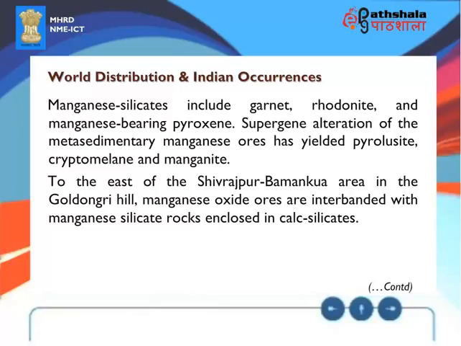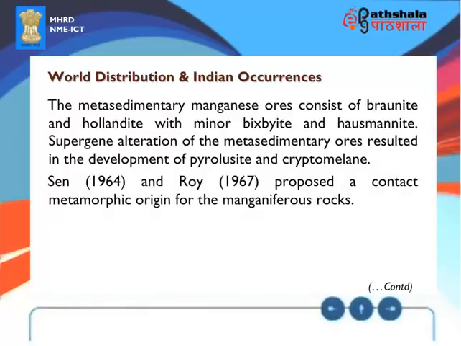Supergene alteration of the metasedimentary manganese ores has yielded pyrolusite, cryptomelane, and manganite. To the east of the Shivrajpur Bamankuwa area, in the Goldangri Hill, manganese oxide ores are interbanded with manganese silicate rocks enclosed in calc-silicates. The metasedimentary manganese ores consist of braunite and hollandite with minor bixbyite and hausmannite. Supergene alteration of the metasedimentary ores resulted in the development of pyrolusite and cryptomelane. Sen 1964 and Roy 1967 proposed a contact metamorphic origin for the manganiferous rocks.